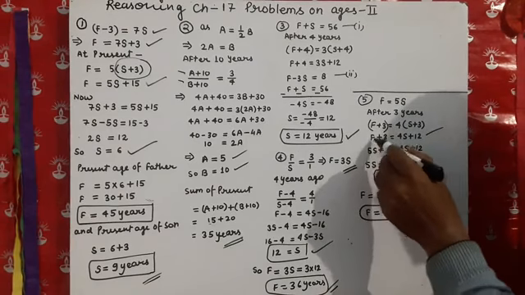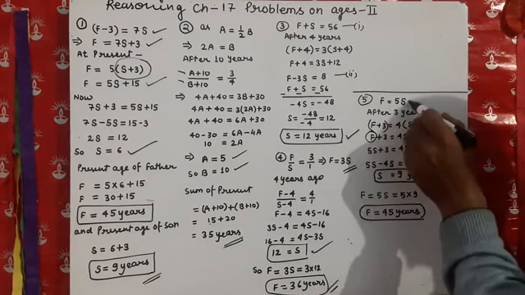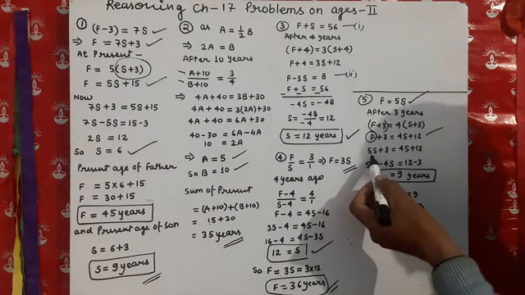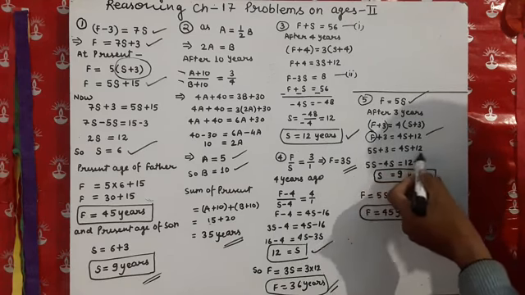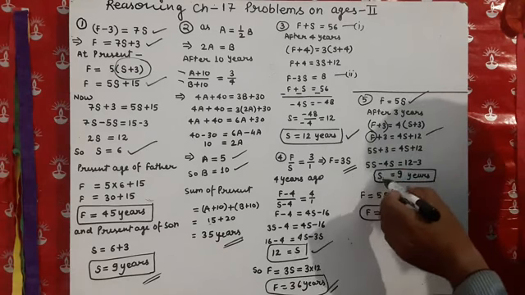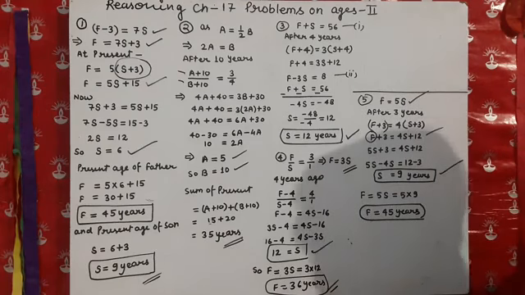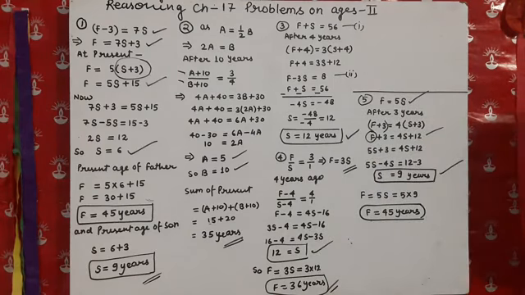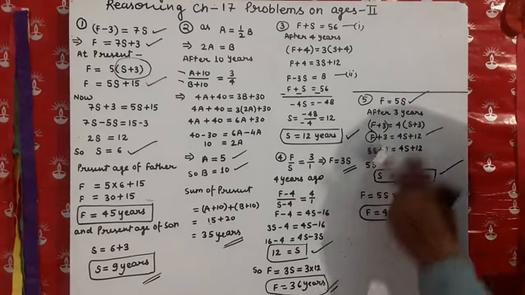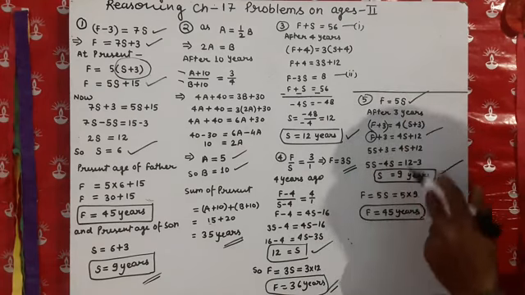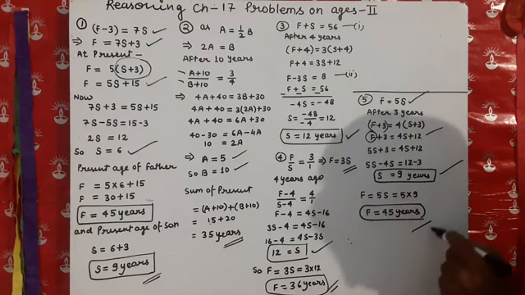After solving this, as we know that f is equal to 5s is given, place the value. So 5s plus 3 is equal to 4s plus 12. 5s minus 4s becomes s, and here 12 minus 3 becomes 9. So s is equal to 9 years. That means the age of the son becomes 9 years. So the age of the father becomes 5 into s, and that means 5 into 9. So it becomes 45 years.